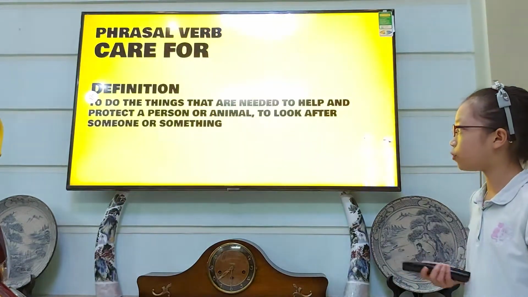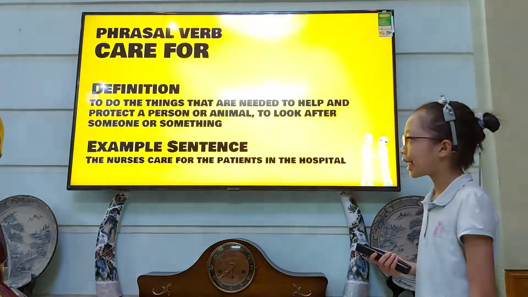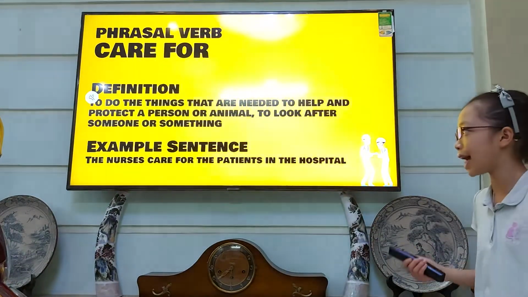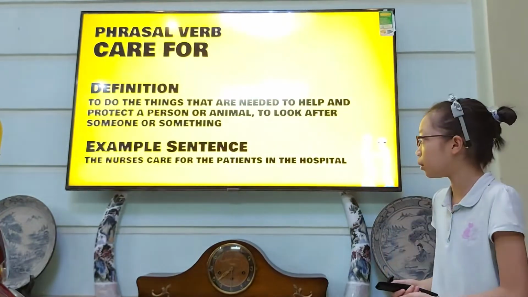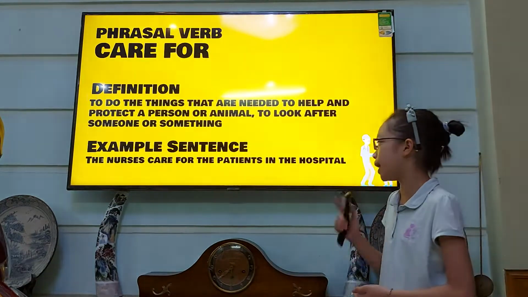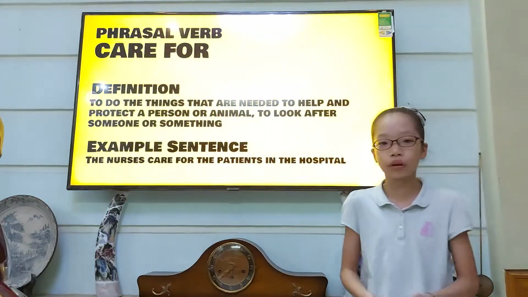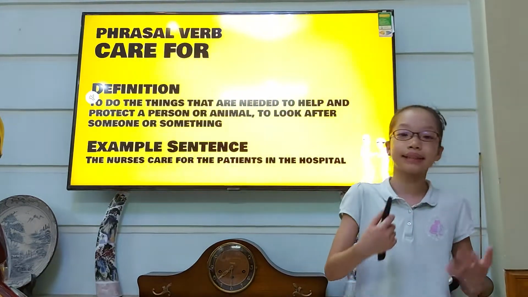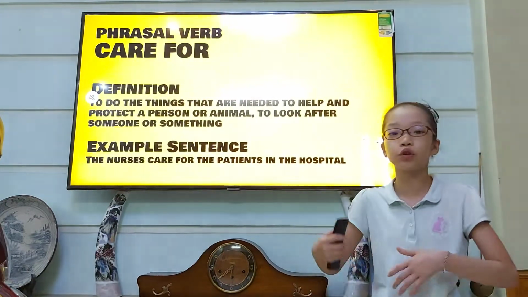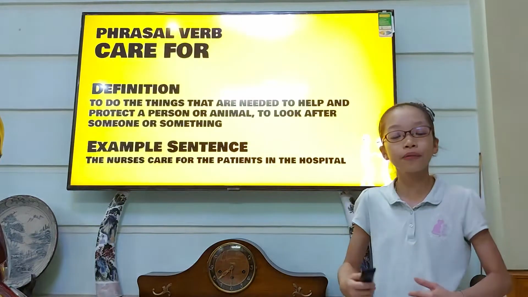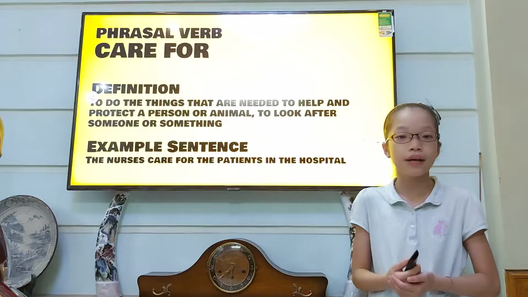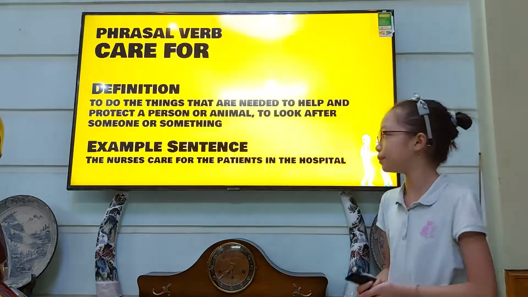We have the phrasal verb care for. Care for is to do the things that are needed to help and protect a person or animal, to look after someone or something. The nurses care for the patient in the hospital. Care for simply means that when somebody is sick, you care for them. You give water to them, you tell stories for them, you help them to be a better person and not be sick anymore. So that is care for.